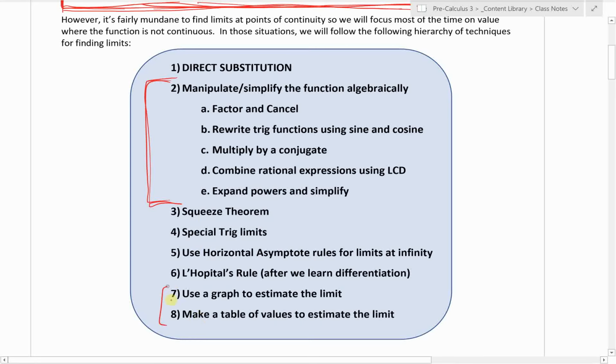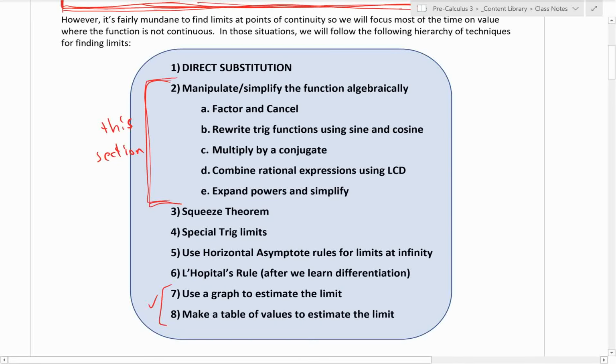We've actually already done these two, so those are already done, check. And this section is going to be all about how we can use different algebraic techniques to find limits where we can't use substitution. So don't worry about 3, 4, 5, and 6 this year. We'll learn about them next fall. But for this section, let's focus in on these.